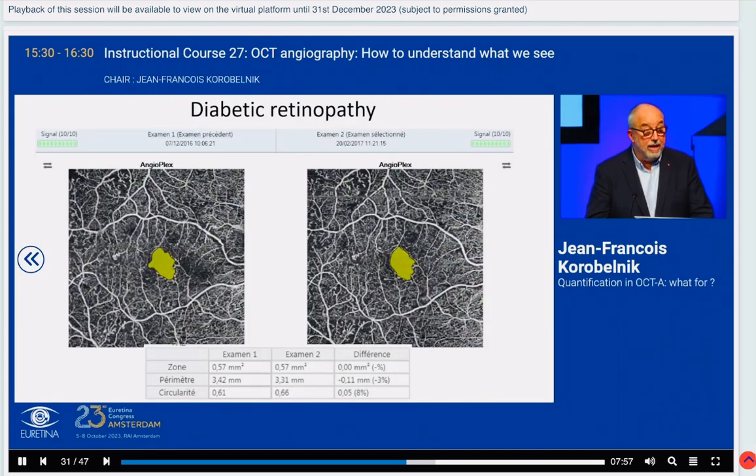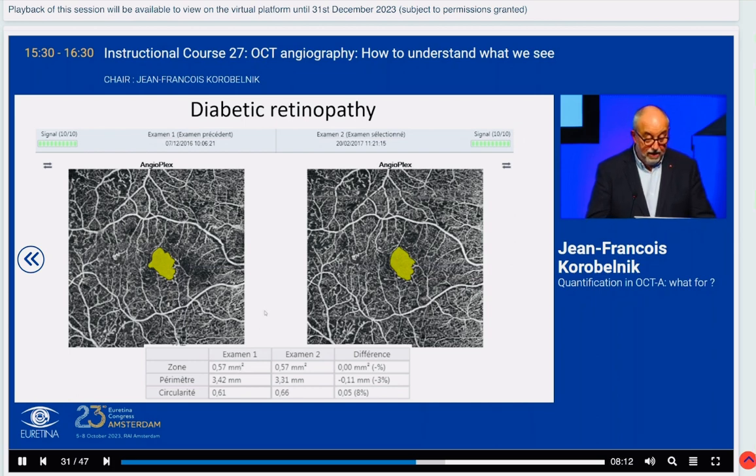And the avascular zone, you can compare from one visit to another. And in that case, you see from examination 1 to examination 2, and there has been 3 months in between, it's exactly the same surface that is detected by the machine.